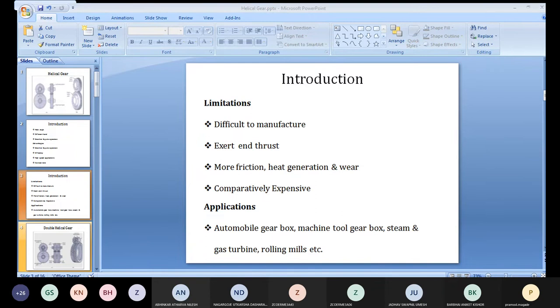Another disadvantage is that belt drive requires more length and more space. Correct. Example, flour mill. So to avoid that, to transmit the maximum power and motion in a compact space, I should use gears. So these are the applications of helical gear. This is just an introduction part of the helical gear. I hope you all have understood this.